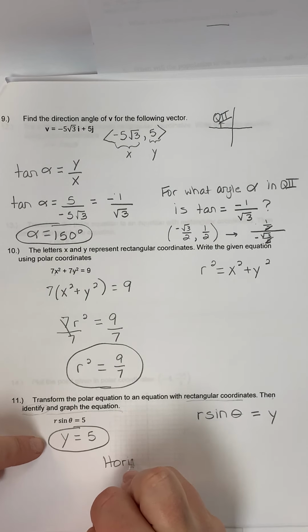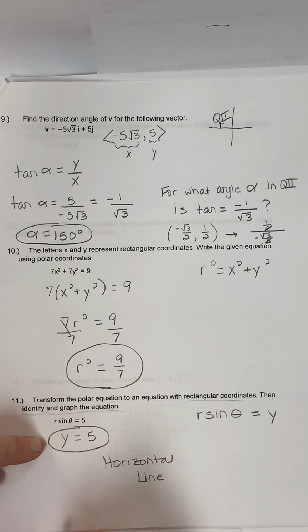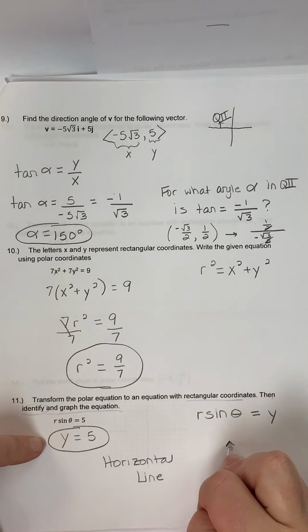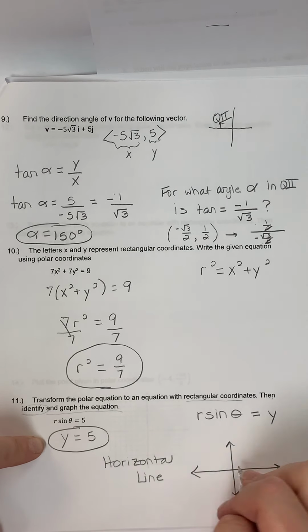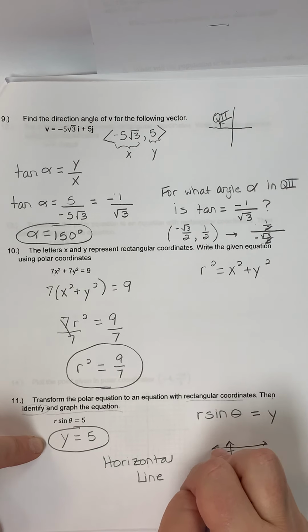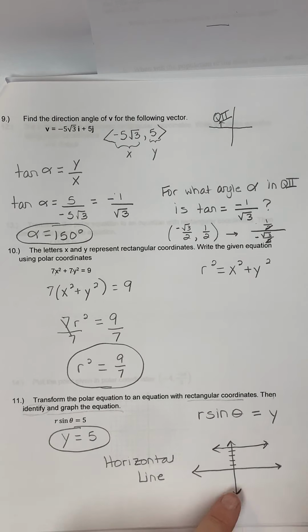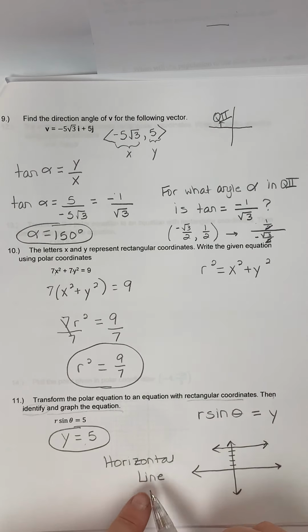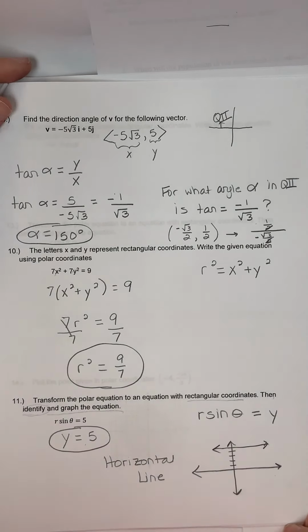Anytime all you have is y equals something, that's a horizontal line. If I were to pick out the graph, 1, 2, 3, 4, 5, it looks like this, with a horizontal line at y equals 5. So here are the 3 parts: here's the equation, I identified it, and I have the graph. All right, easy enough.